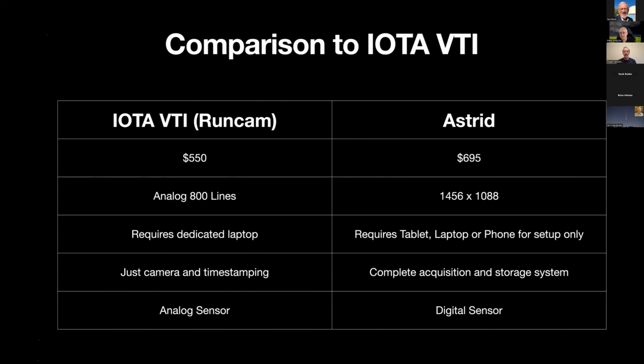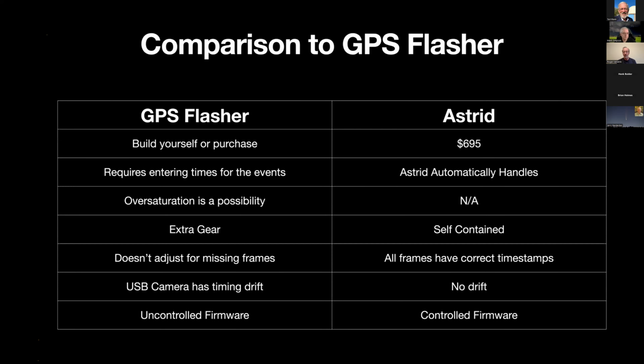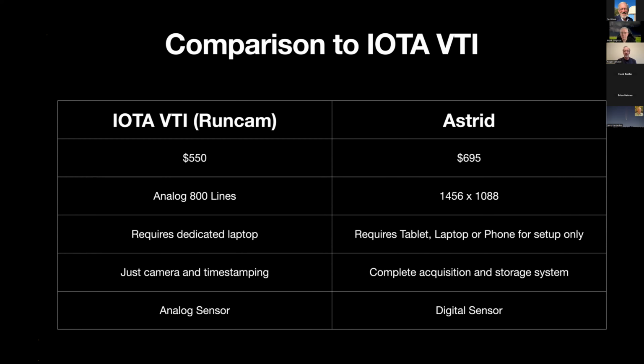Comparison to the IOTA VTI. The VTI is analog. Again, it requires a dedicated laptop. It's just a camera and time stamping and an analog sensor. And Astrid basically is a complete acquisition system. Just to update that last slide, that $550 is for the VTI complete kit with camera, cables, and everything, including the VTI itself. Correct.